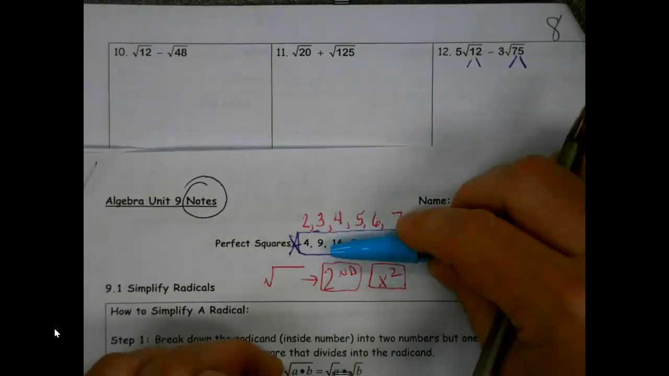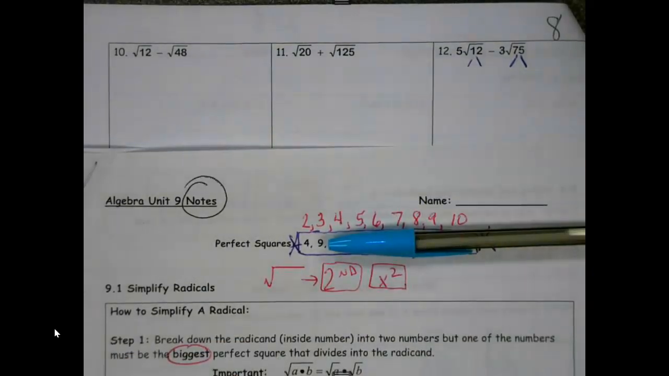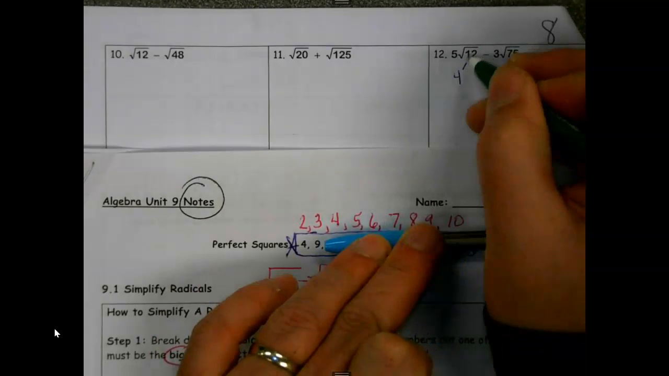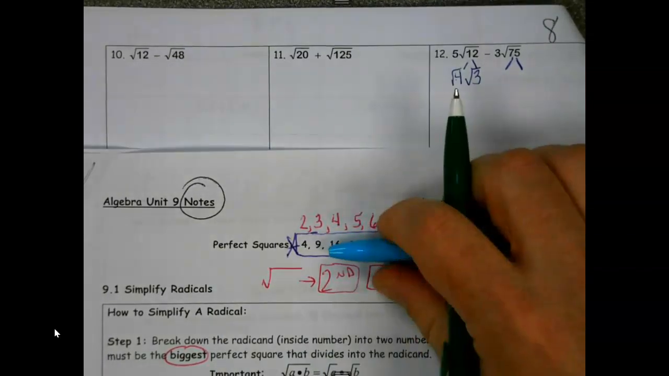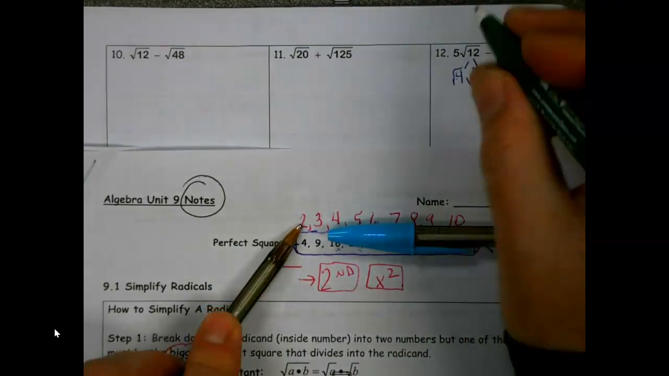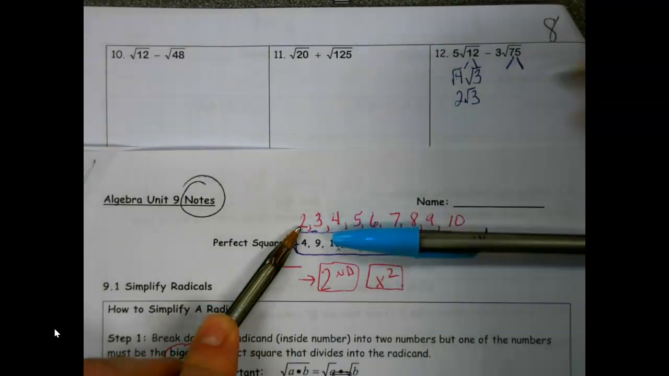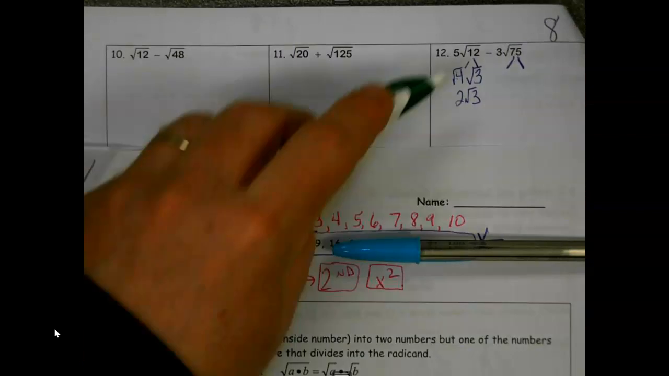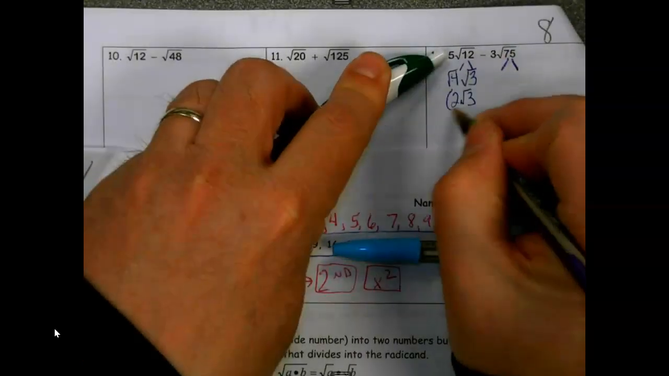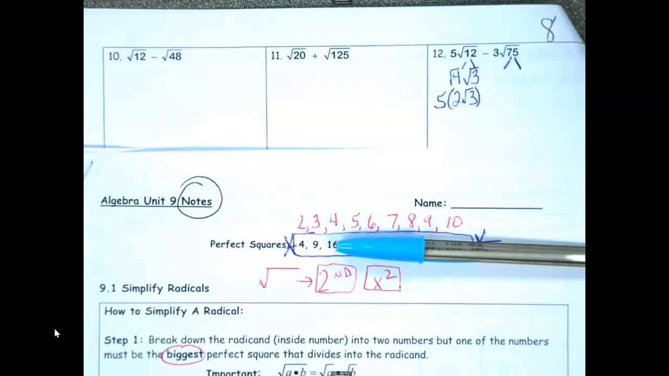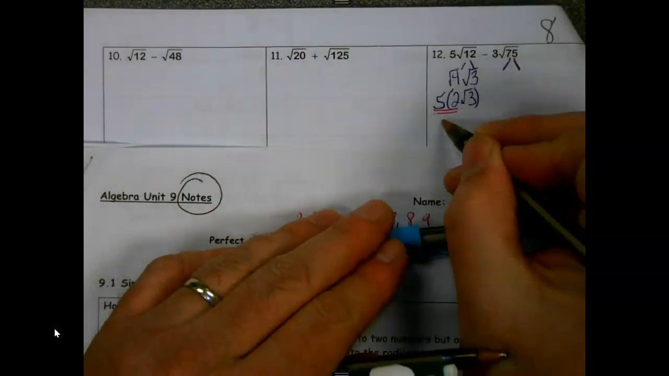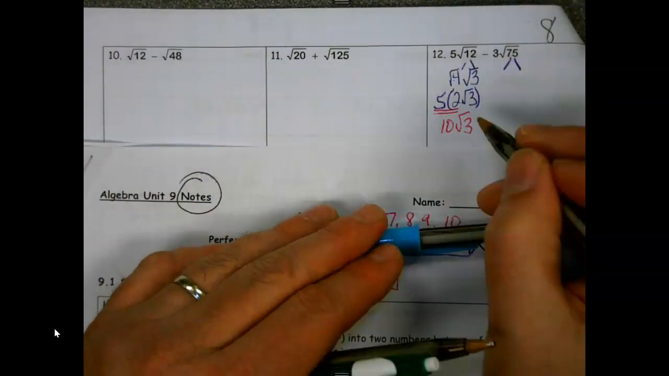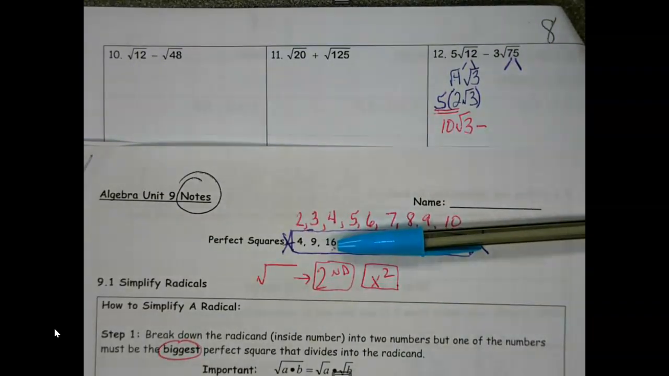So again, just want the stuff that's less than 12. Well, I know 9 doesn't go in, so it must be 4. So 12 divided by 4 is 3. And the 4 is the perfect square. It breaks down. So 2 square root of 3. But that 5's still hanging out. So I'm going to put that there. And multiply the numbers that aren't in radical jail together. Just a process.